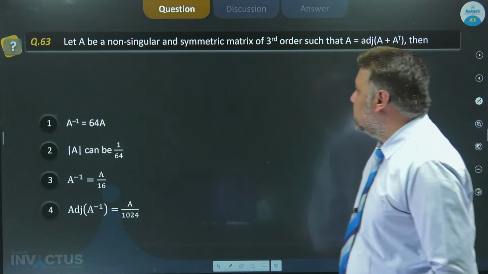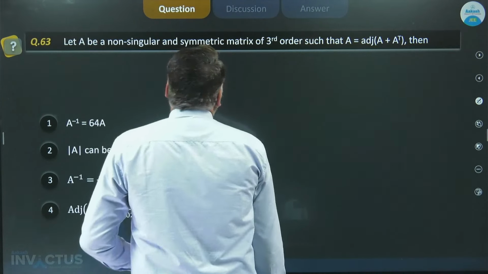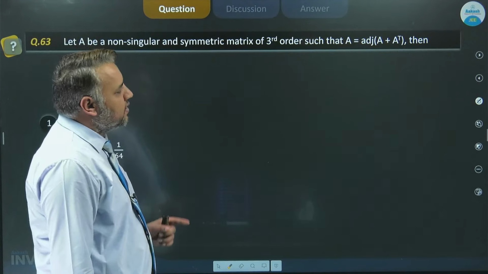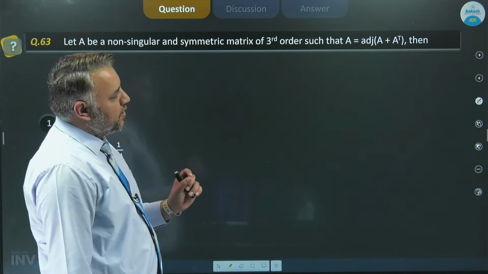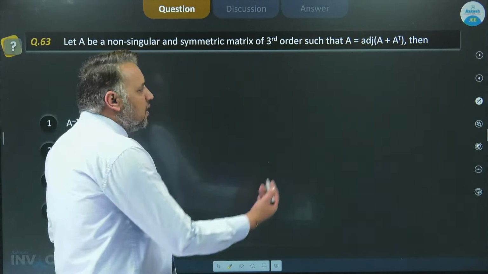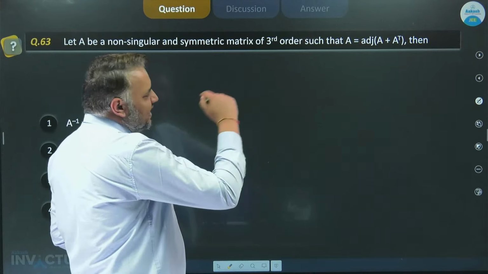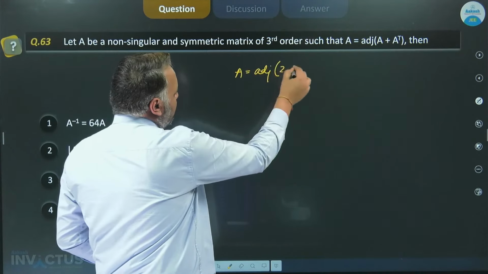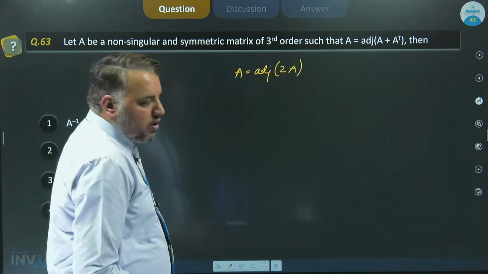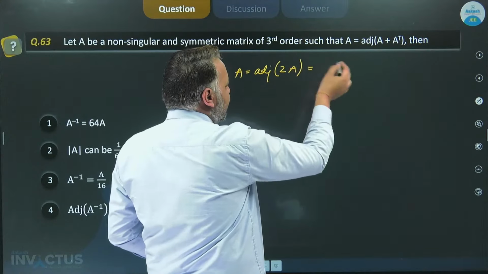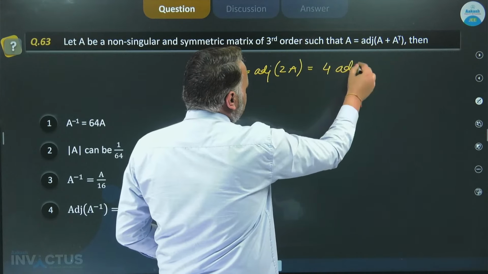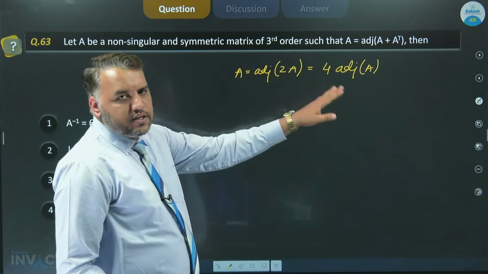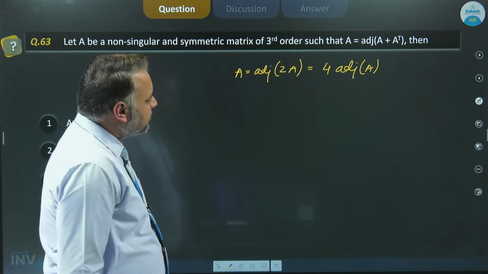Okay, next question is based on matrices. It is given that A is a non-singular and symmetric matrix of third order such that A is adjoint of A plus A transpose. So if it is a symmetric matrix, then A transpose is nothing but A. So we have given A is equal to adjoint of 2A. Now using this, you can write that this will be nothing but 4 times adjoint of A, using the property adjoint of KA is equal to K power n minus 1 adjoint of A.